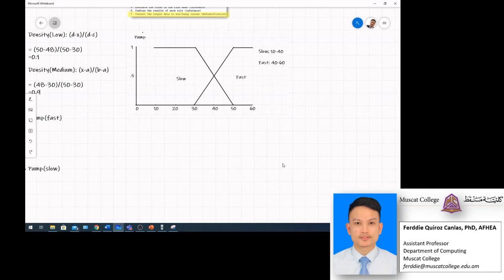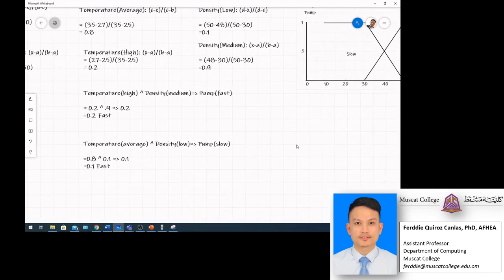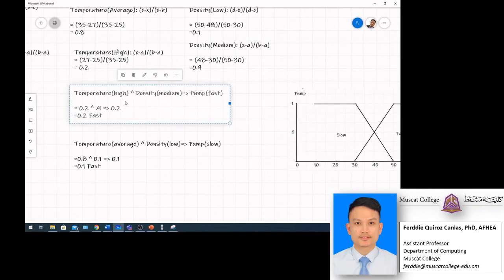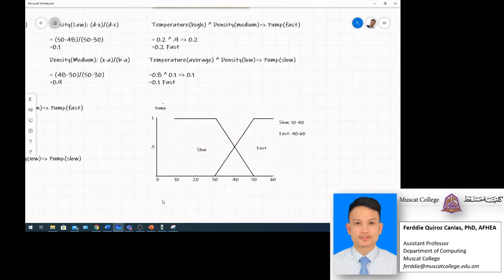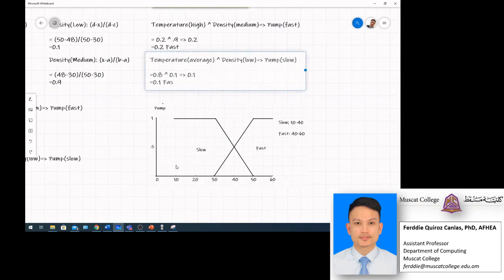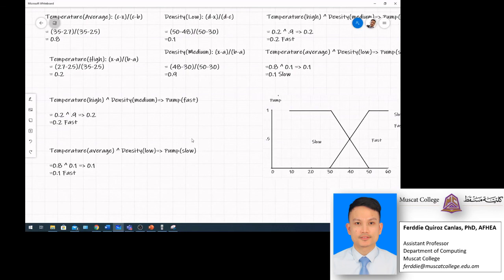Okay, we're now going to do the defuzzification. So how will we do that? Again, go with the values that we had earlier. We could copy this and place it here. Copy this and place it here. Okay, and now proceed. I'm sorry, this is slow, right? Sorry, this is slow. Nobody corrected me earlier. Fast and slow. Then this one we have fast and slow. This is slow.